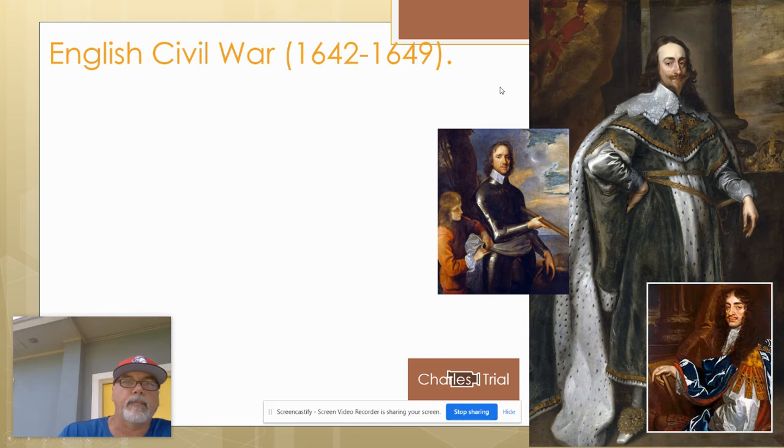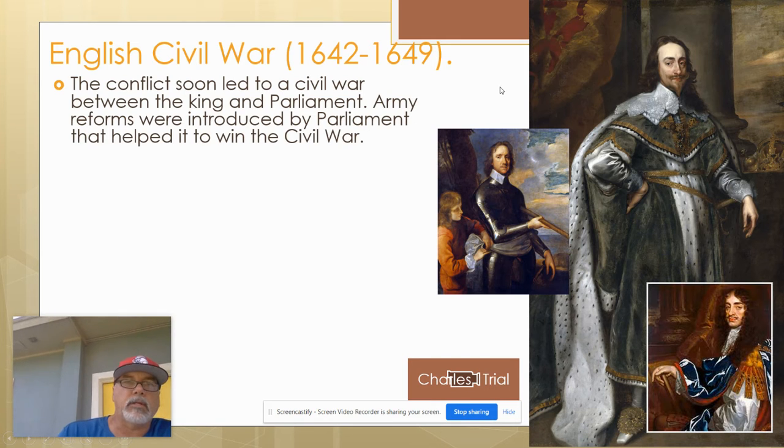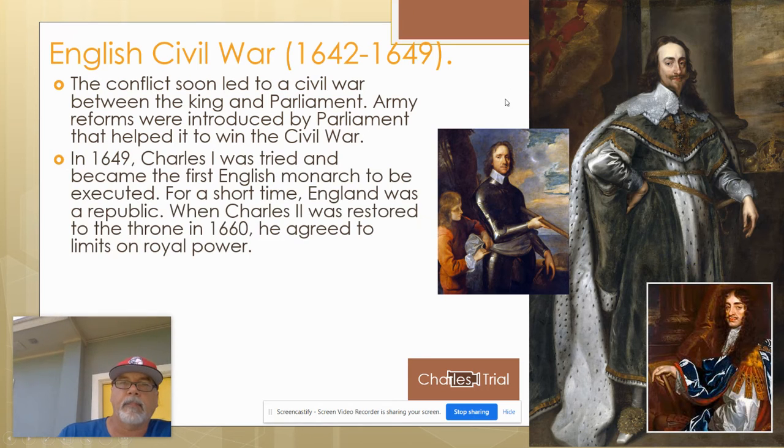So, the English Civil War. The conflict soon leads to a civil war between the king, the people who were on the side of the king, and the people who were on the side of the parliament. Army reforms were introduced by parliament that helped win the civil war. So really the main part of the army ends up being on the side of the parliament.